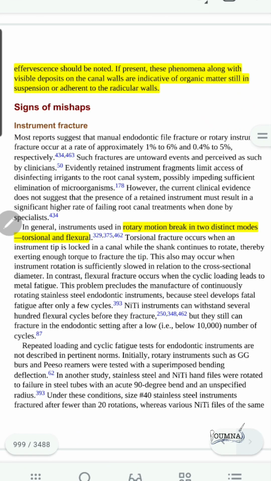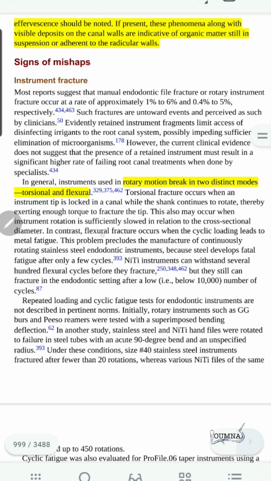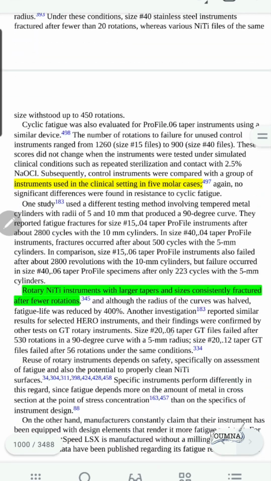We must differentiate between two causes of instrument breakage, which are the torsional and the flexural. The torsional fracture occurs when an instrument tip is locked in a canal while the shank continues to rotate. The flexural fracture occurs when the cyclic loading leads to metal fatigue in the nickel titanium alloy until it reaches the threshold of breakage.